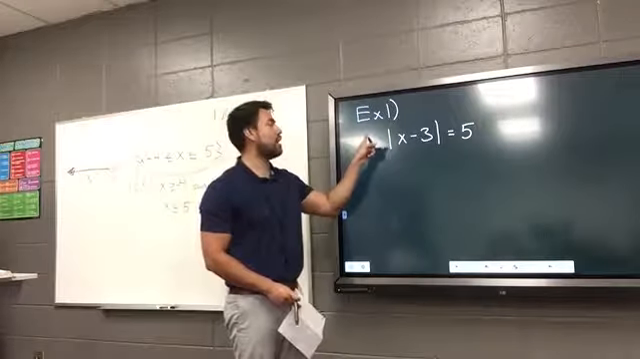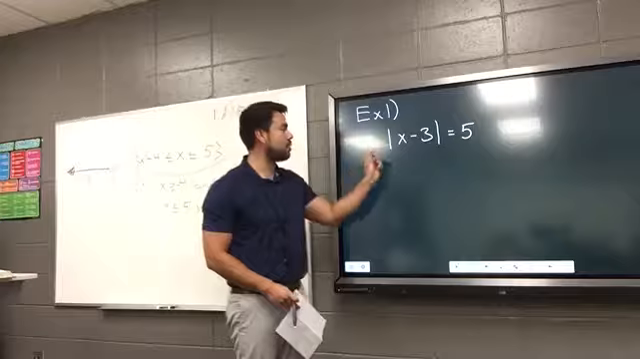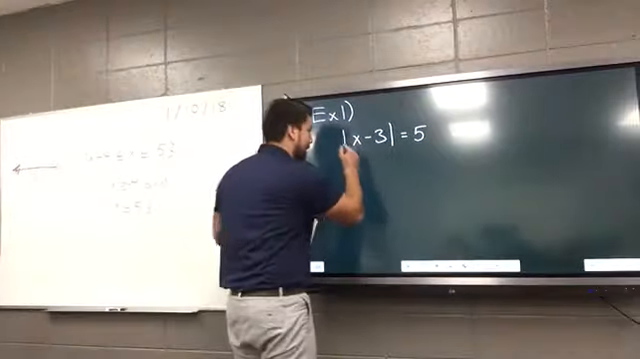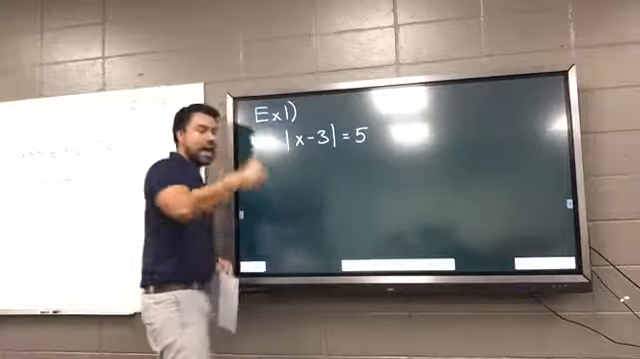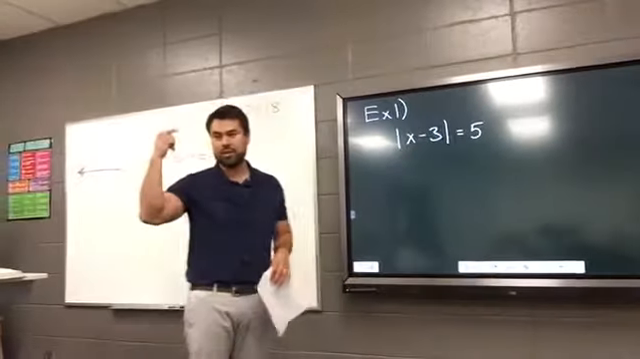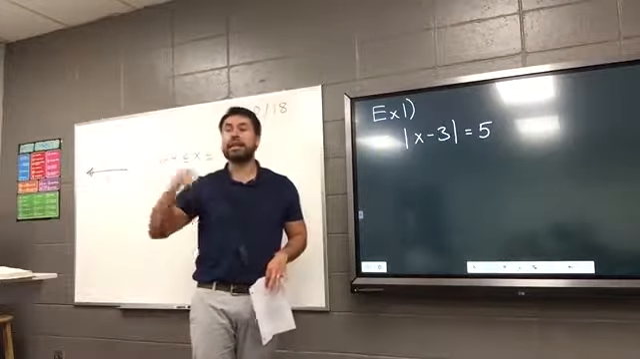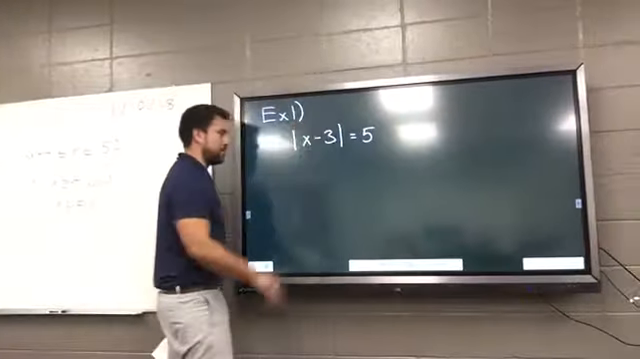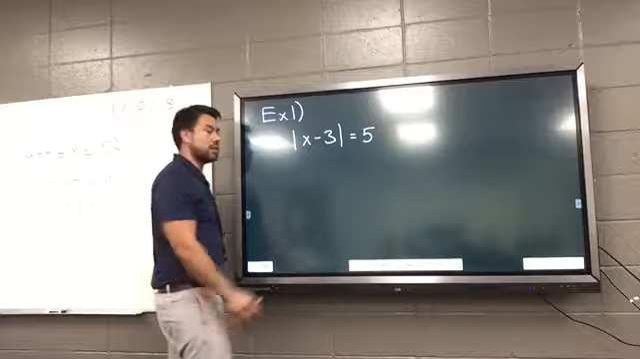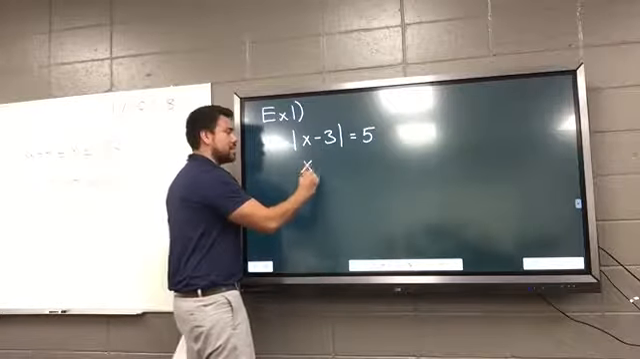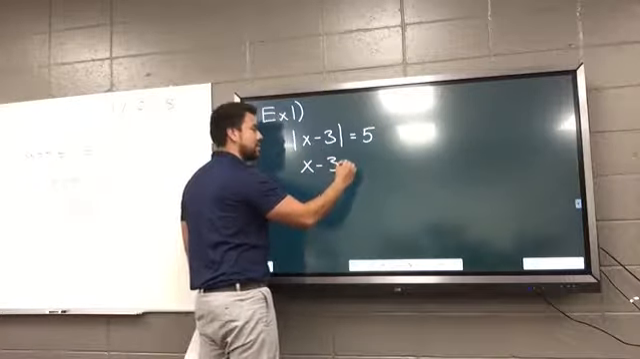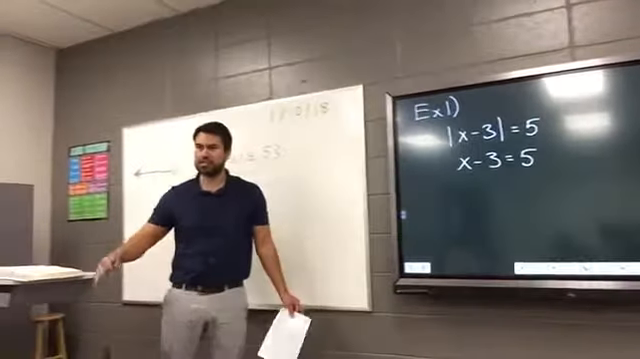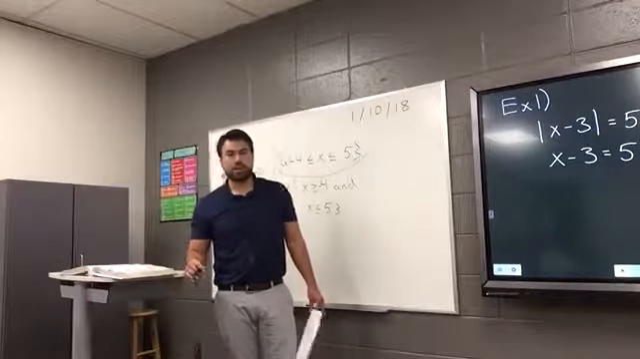If you have a number being multiplied or divided by, or added to, subtracted from the absolute value, like this thing right here, get rid of that first. Get it by itself. In this case, it's all good. All right, my first equation is this. Ready? x minus 3 is equal to 5. That's your first one. That's it.